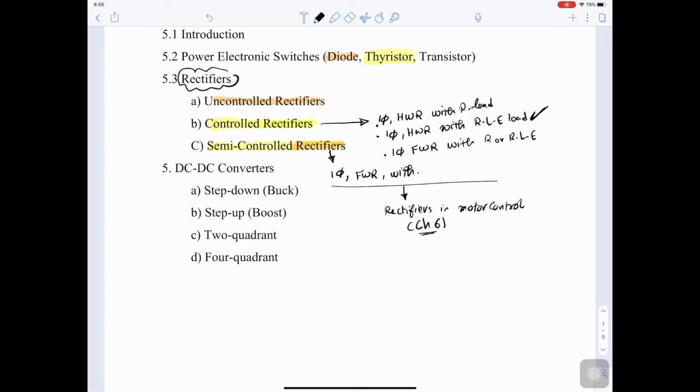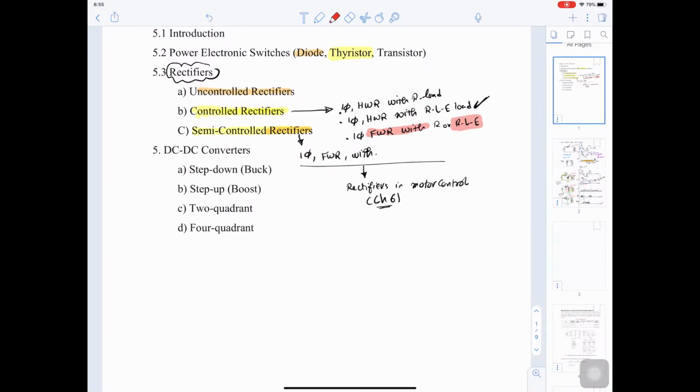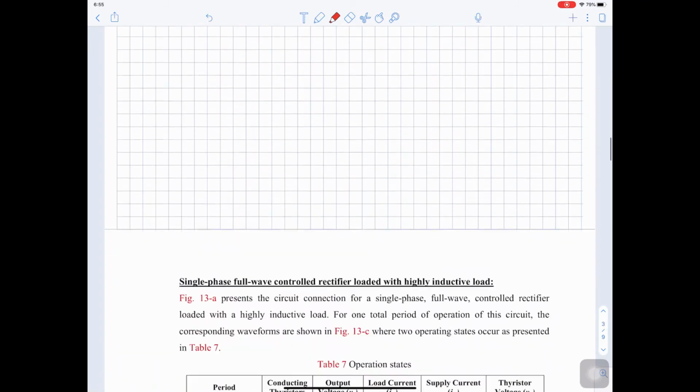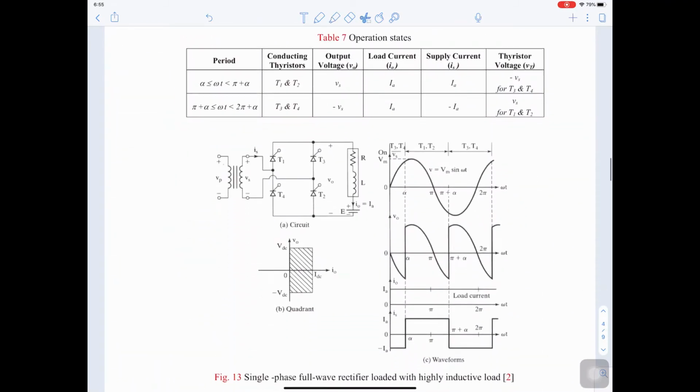Now let's go to the single phase full wave rectifier and see what the controlled bridge, or the controlled single phase full wave rectifier, will be. We will consider the generic case, which is RLE, because this is more general. So I will just bring the circuit from here.